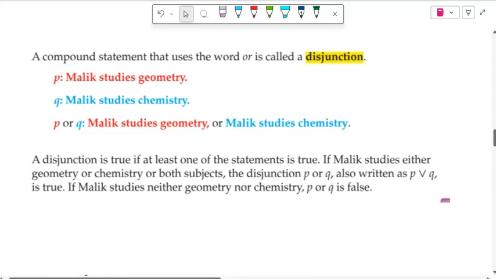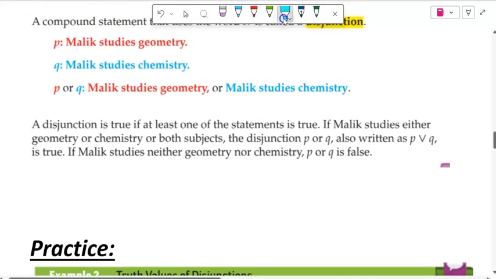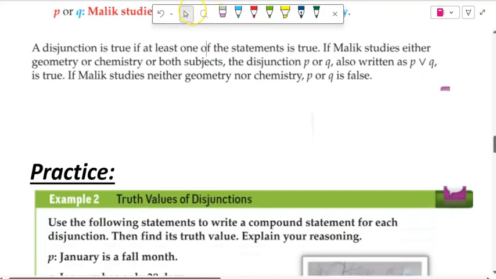A compound statement that uses the word or is called a disjunction. P, Malik studies geometry. Q, Malik studies chemistry. P or Q, Malik studies geometry or Malik studies chemistry. Exactly. Yeah, that's great. So again, super simple. We're just adding now, instead of the word and, the word or in between the two statements. Okay.